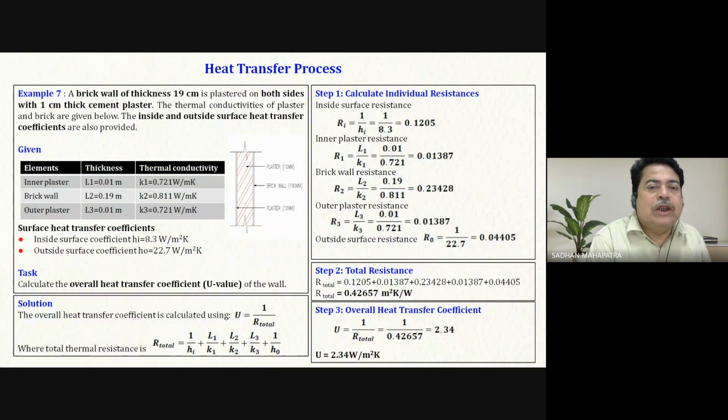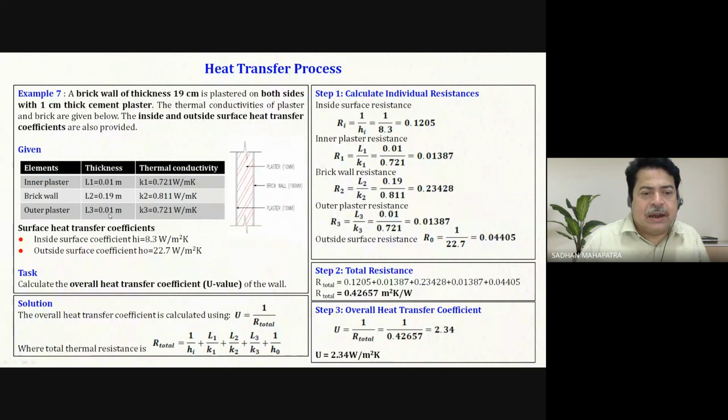Let's look at the U value calculation. This is a brick wall of thickness 19 centimeter, with plaster on both sides, 1 centimeter thick cement plaster. The thermal conductivity of plaster and bricks are given. The inside and outside surface heat transfer coefficients are also provided. You see, this is the wall. This is a brick wall. There is a plaster on the outside and the inside. The brick wall is 190 mm or 19 centimeter. Plaster is 10 mm or 1 centimeter.